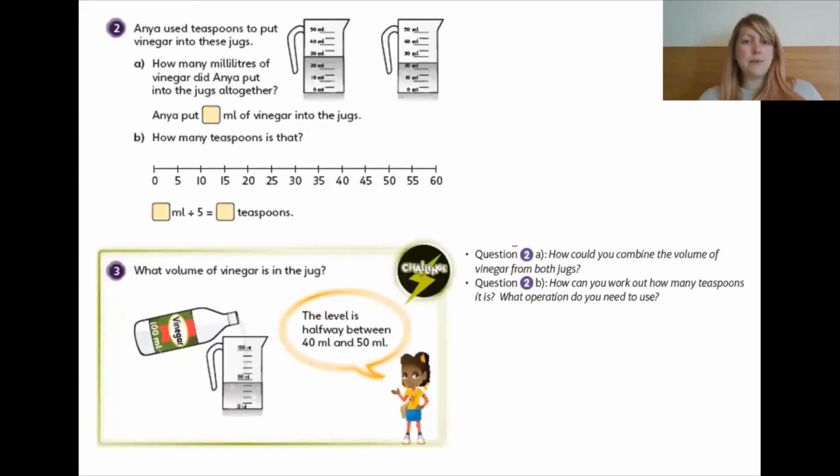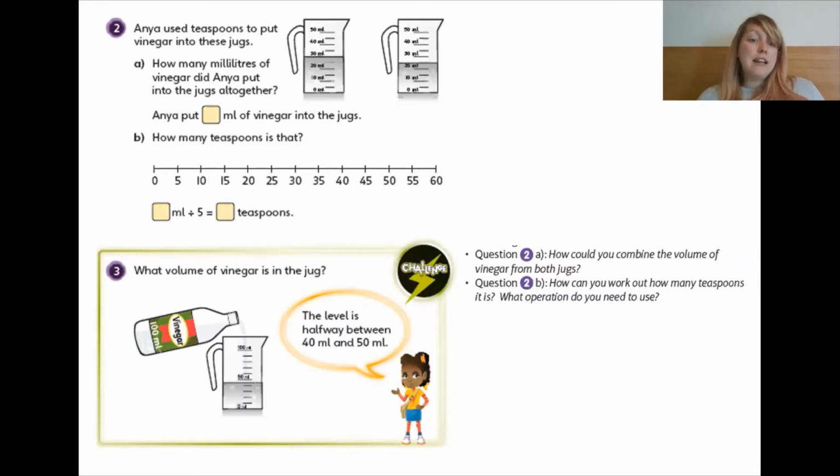And here's your next set of questions. Anya used teaspoons to put vinegar into these jugs. And it says, how many millilitres of vinegar did Anya put into the jugs altogether? Now remember, that word altogether means, yes, add. Well done. And there's a number line there to help you if you need it.